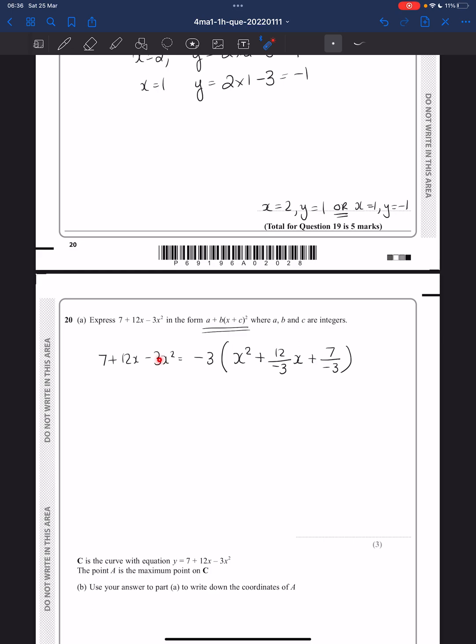Okay, so look, I've written it with the x squared first rather than the 7 first. So minus 3 times x squared, minus 3x squared. Minus 3 times 12 divided by minus 3 is 12x. And minus 3 times 7 over minus 3 is 7. Okay, so now I'm going to say this is minus 3. Well, I'll do another step of that actually. x squared, and that's minus 4x, plus 7. Well, let's just put that as minus there. Minus 7 over 3.